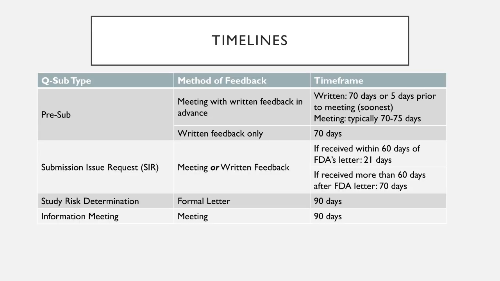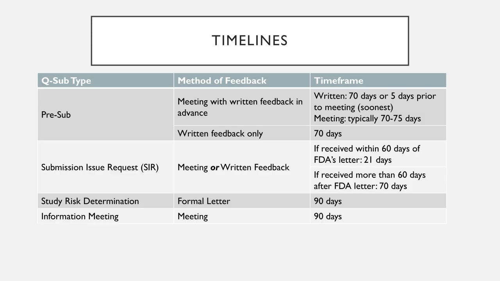Now, there are some strict timelines that the FDA needs to adhere to when undergoing the pre-sub process, or the Q-sub process in general. For instance, when a medical device company is requesting a pre-sub meeting with both a teleconference and written feedback, the FDA has to supply written feedback in advance of the meeting, either within 5 days of any scheduled meeting date. That means if it's happening sooner than 70 days, they have to supply that before the meeting so that the company has time to review that, or at a maximum of 70 days. So whichever one comes first.